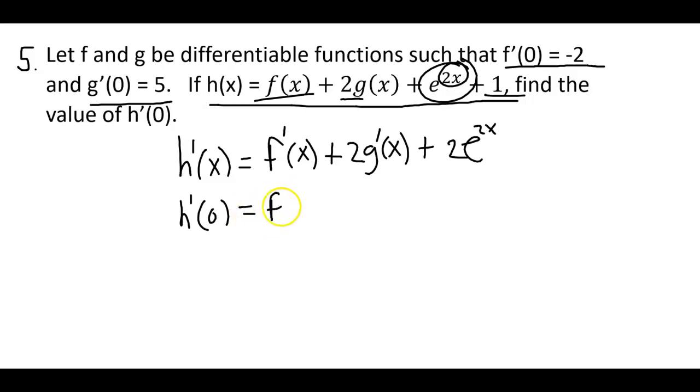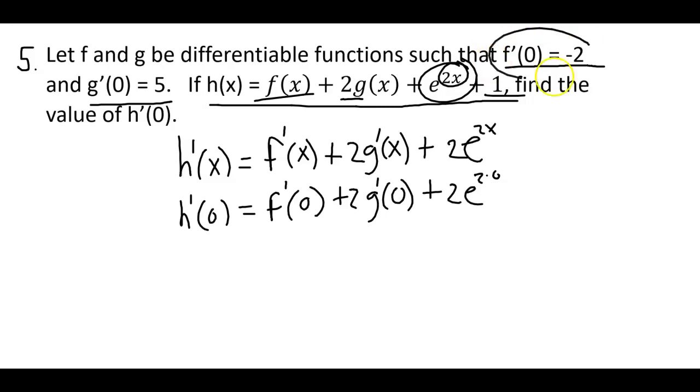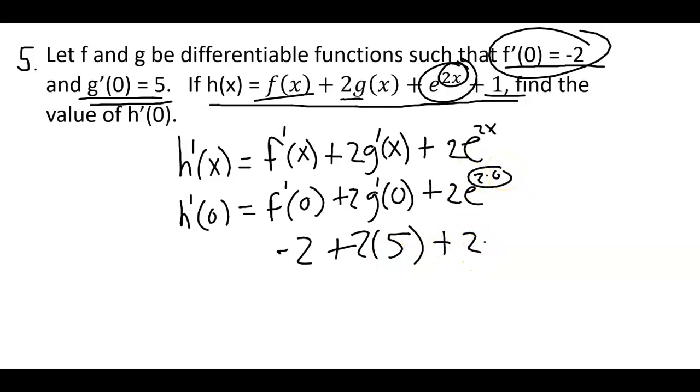Next, we go ahead and plug in the 0 that they give us. All right. Well, f prime of 0, as it says up here in the instructions, is negative 2. G prime of 0, as it says up here in the instructions, is 5. This is 0, and e to the 0 is 1. So we have negative 2 plus 10 plus 2, which is 10.